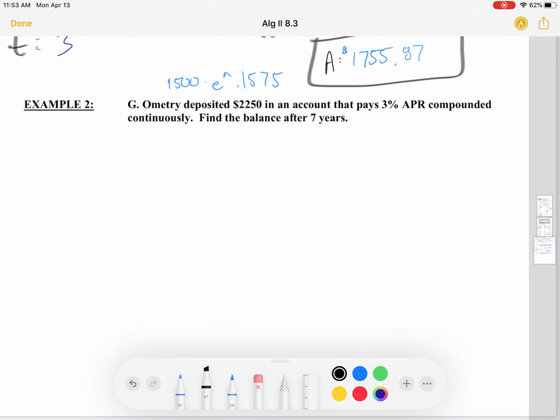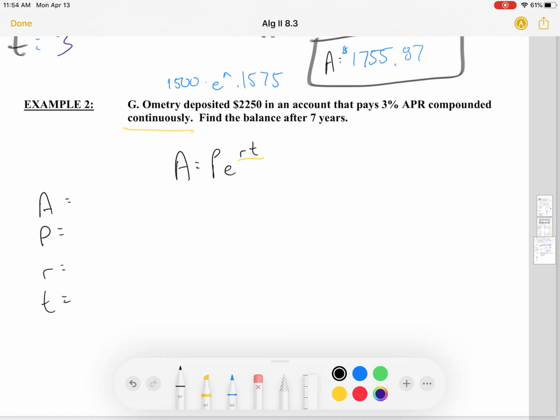Okay, last one. We went from algebra to geometry, that's funny. Okay, he deposits $22.50 in an account that pays 3% APR, again annual percentage rate, compounded continuously. This compounded continuously says, hey, you should use your PERT formula: A equals P times E raised to the RT power. And again, the RT is in the exponent. It's not multiplied.